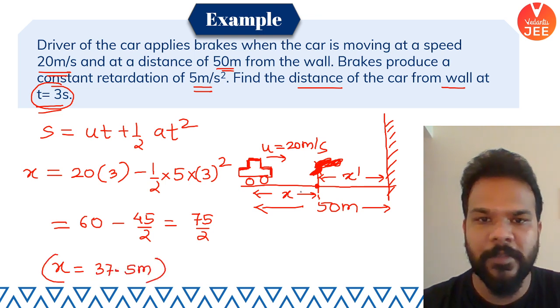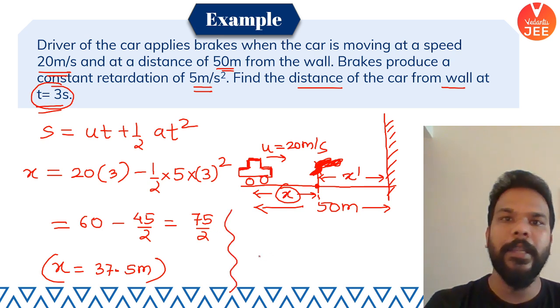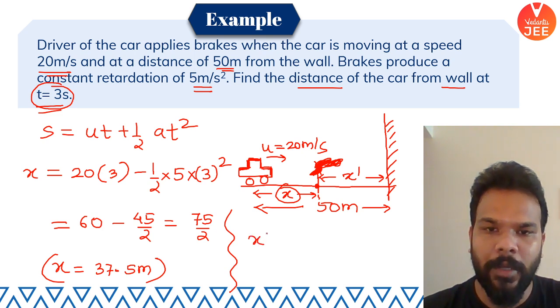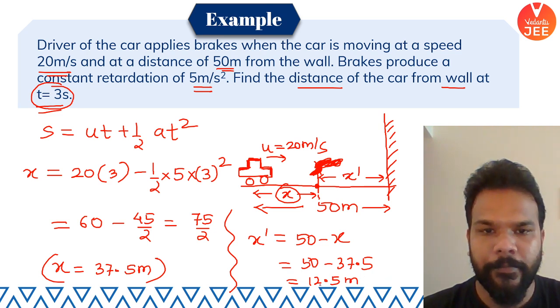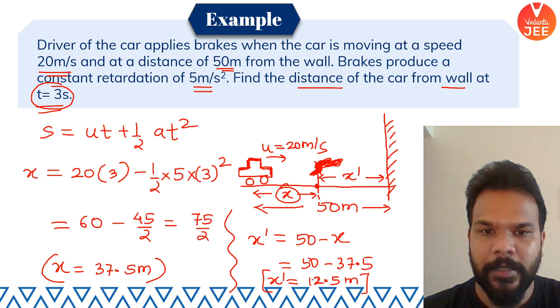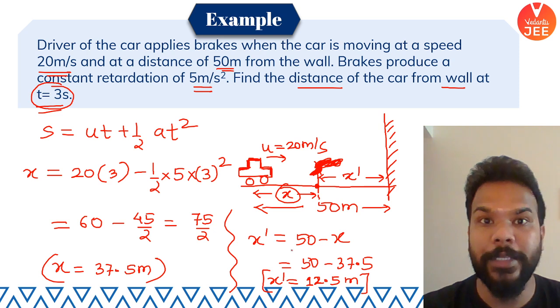So this much amount of displacement your car has covered. But how far is it right now? So it's definitely not hit the wall. So how far is it from the wall? X dash is going to be 50 minus x, that is 50 minus 37.5. So your car is basically 12.5 meter away from the wall. It is still at the distance of 12.5 meter. It has still not hit the wall at t equal to 3 seconds.